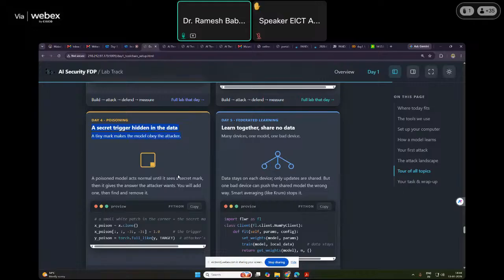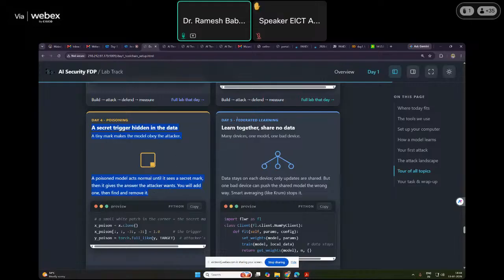And also we will see what are the most SOTA types of defenses that you can deploy for such poisoning attacks. It is basically mostly about data poisoning and label poisoning. So we will discuss this in day 4.